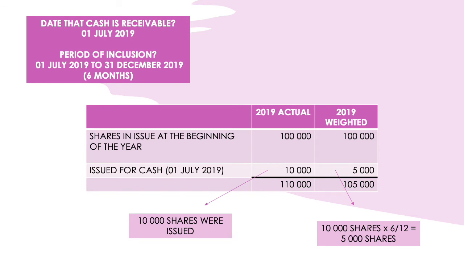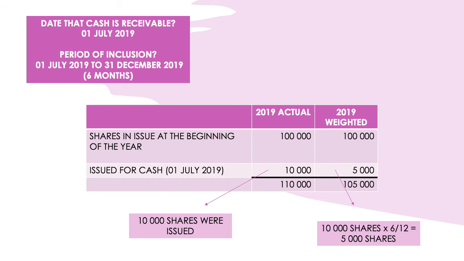We then go and look at the shares that we actually issued during the current financial year, and these shares are deemed to have been issued or to be included in the WANZO calculation from the 1st of July 2019. We actually issued 10,000 shares, so I put 10,000 shares in my actual column because these are the number of shares that were actually issued. But we know that in the calculation of basic earnings per share, we don't divide earnings by the actual number of shares in issue at the end of the year. We divide it by the weighted average number of shares. So that is why we then need to go and time weight our 10,000 shares in order to get the weighted number of shares for the 2019 financial year.